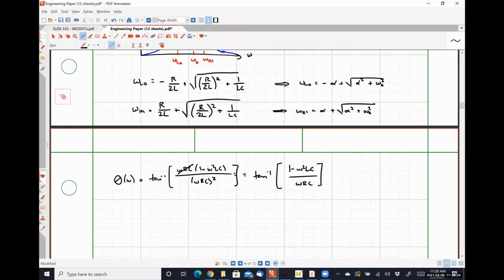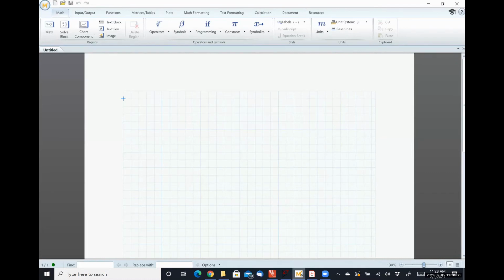Let's take a moment to look at how we can use Mathcad. This is Mathcad. When we're plotting things, as I was mentioning to those of you who are physically present, it freaks out if we use units. So I'm just going to choose an arbitrary resistor value of 1, an inductor value of 1, and a capacitor of 1. And I'm just going to write a simple equation.